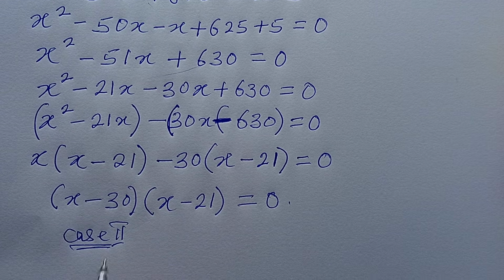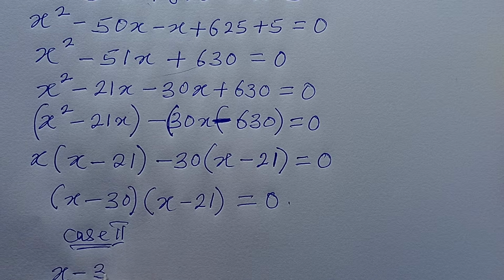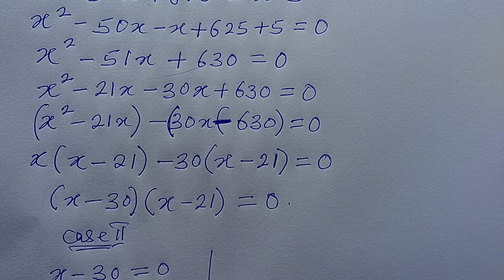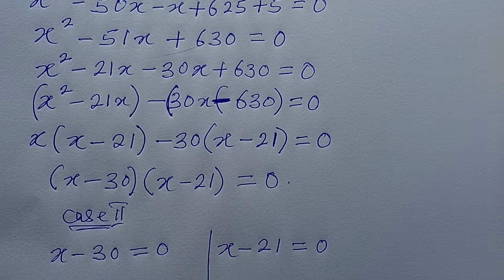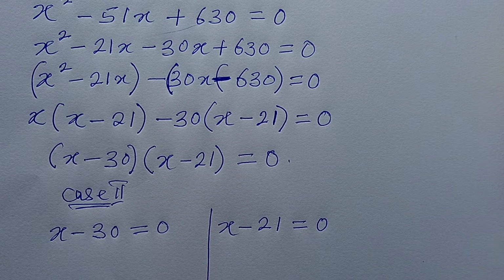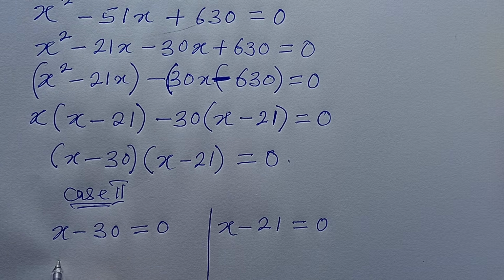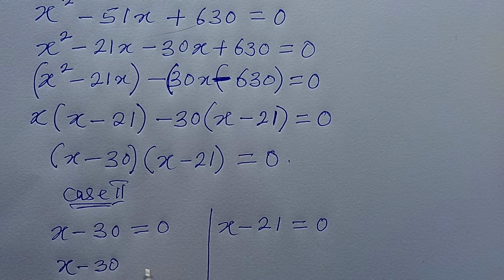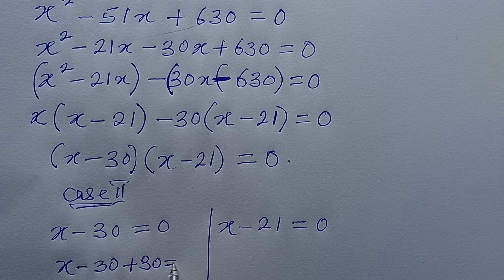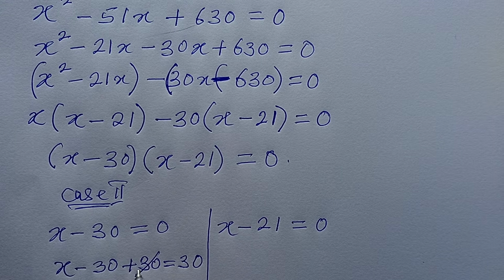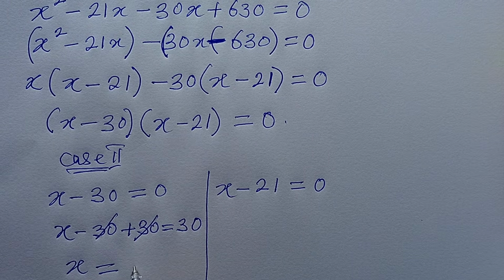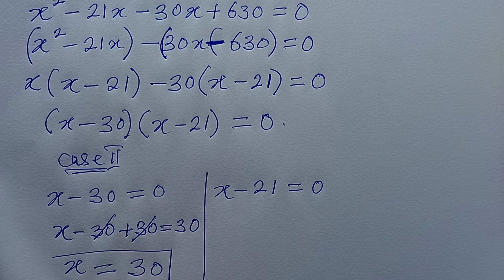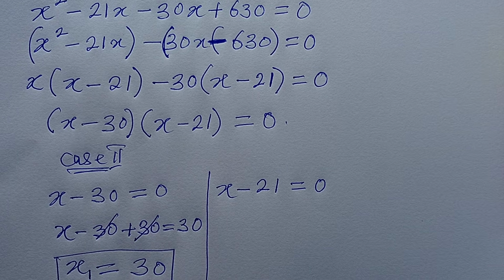So in our case 1, we're going to have x minus 30 is equal to 0. Then on this other side, we're going to have x minus 21 is equal to 0. So what we do next is add 30 to both sides of the equation. This gives us x minus 30 plus 30 equal to 0 plus 30. This will leave x equal to 30. So this is the value of x, which is our first value here.